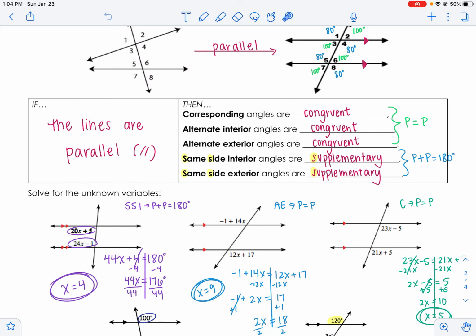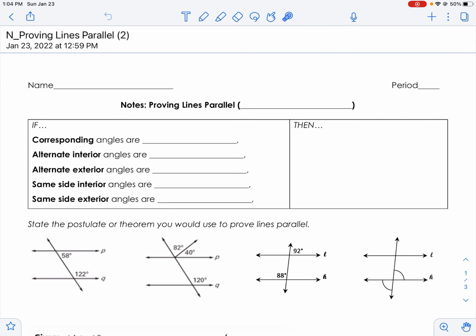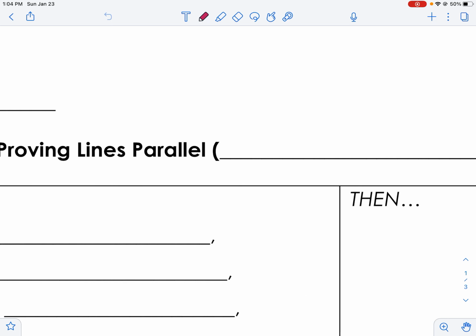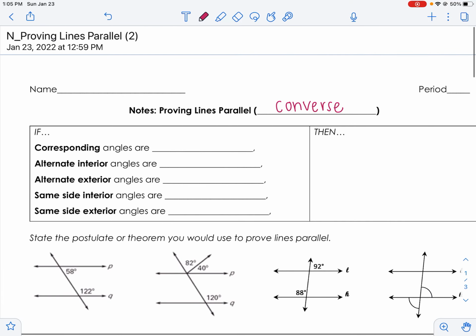How we prove that lines are parallel is by flipping those, by saying if the corresponding angles are congruent, well then the lines are parallel. So the key thing about today is that we're doing what we did the other day, but now we're flipping it. So ask yourself, is there a word that means flip whenever we flip those if-then parts? And if you thought of converse, you're right. So today we're talking about how we prove lines parallel, and it's all by using the converse.